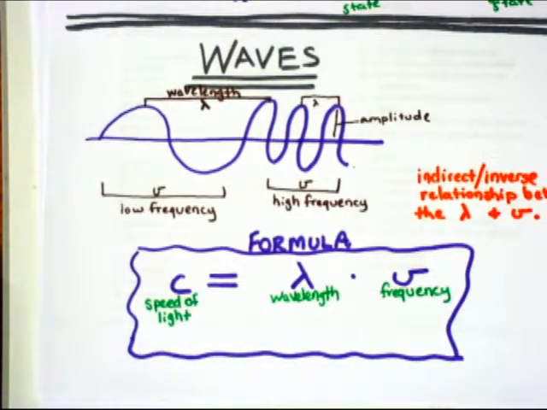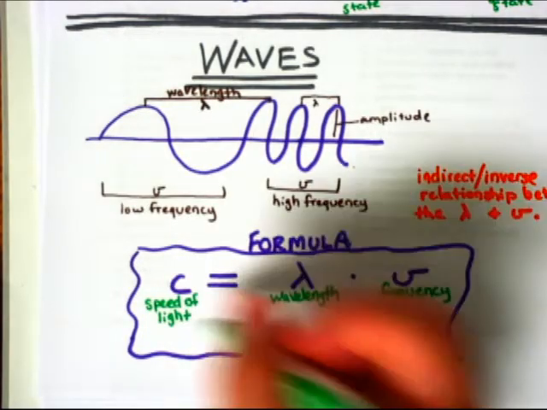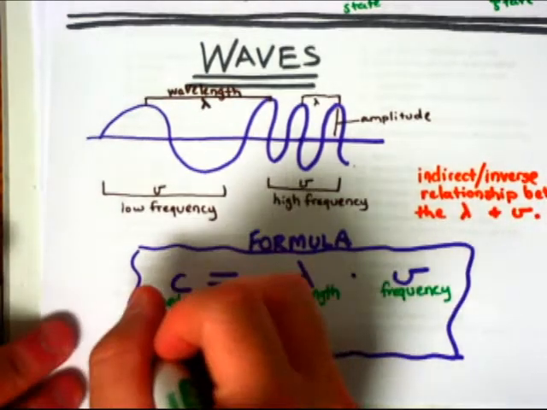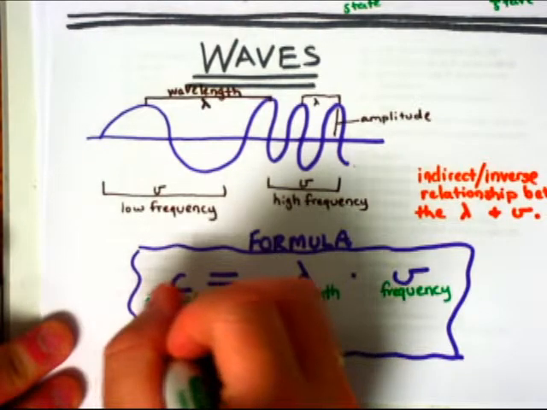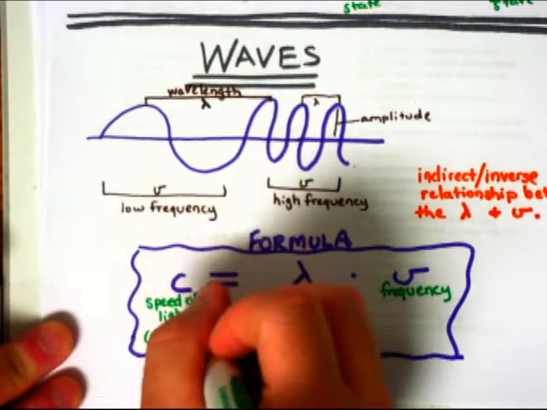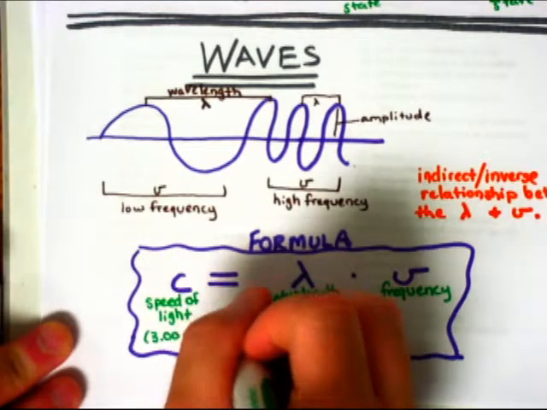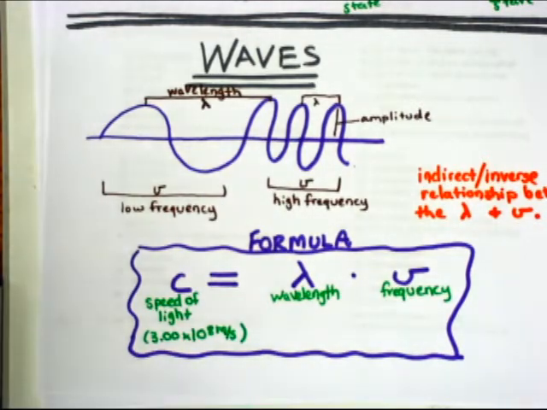Speed of light. So basically, the speed of light is equal to the wavelength times the frequency, and the speed of light is a constant. Its value is 3.00 times 10 to the 8th meters per second. You know what a meter is, and you know what a second is. That you go that many meters in 1 second, 3.00 times 10 to the power of 8, that's very fast. Well, light is very fast.